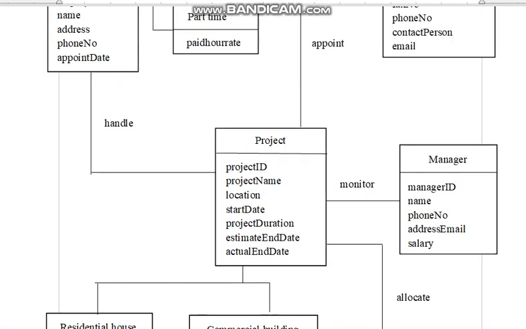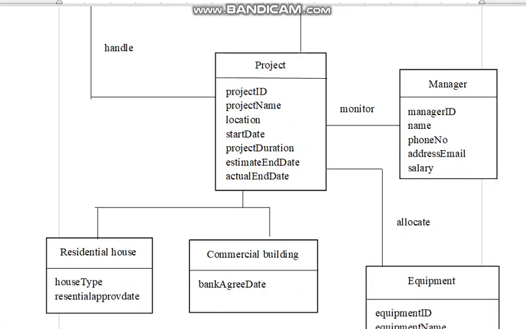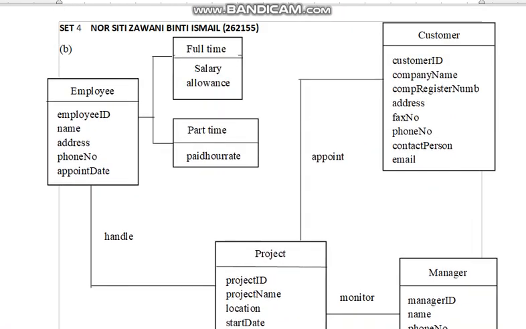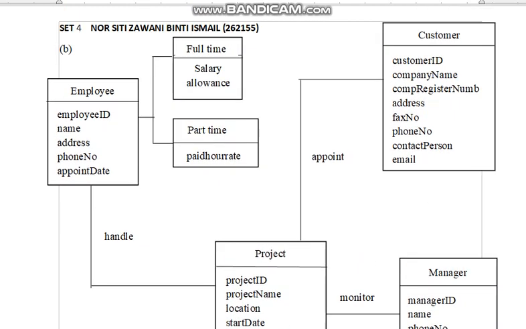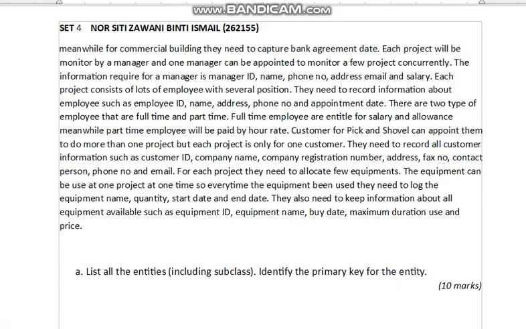In project, we have project ID, project name, location, start date, project duration, estimate end date, and actual end date. For customer, we have customer ID, company name, company register number, address, fax number, phone number, contact person, and email. Customer appoints the project, like we can see in the question. A customer can appoint more than one project, but each project is only for one customer.